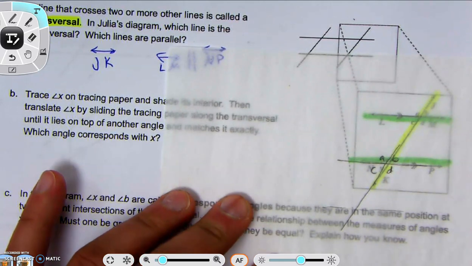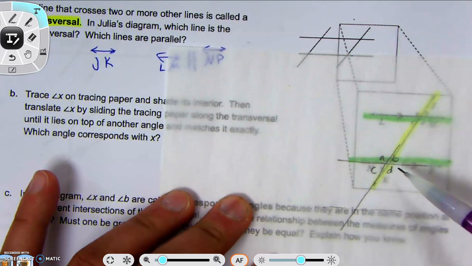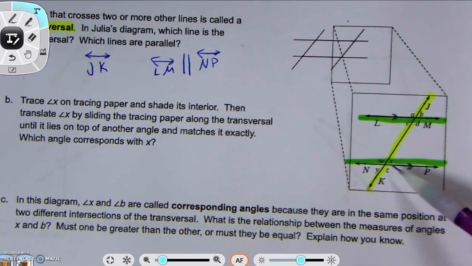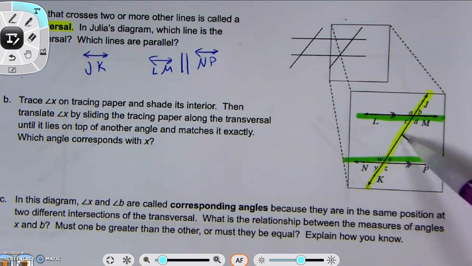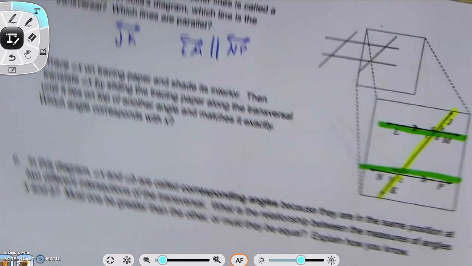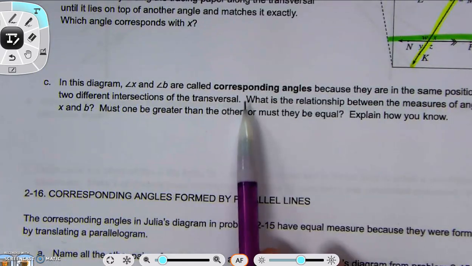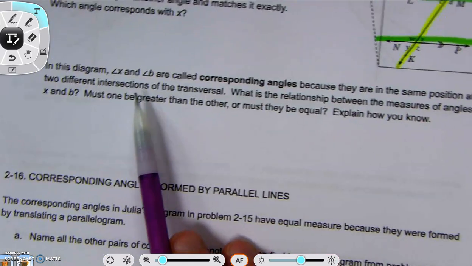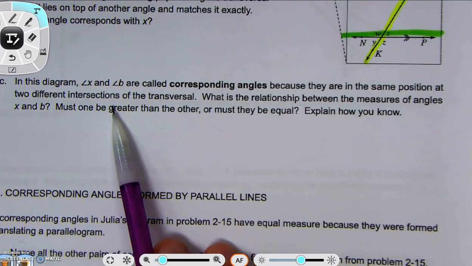So we're going to see that B would now turn into where X is, D is going to turn into where Z is, A is going to turn into where W is, and C is going to turn into Y. So that's what it goes on to talk about in C. That's what corresponding angles are. Angle X and angle B, they're in the same position. We just literally are translating them down to the other part.